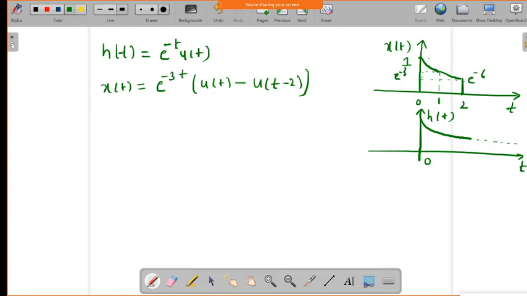So this is your x of t and this is your h of t. Okay. So now convolve these signals and tell me the result how it will be. So your y of t will be equal to the integral from minus infinity to plus infinity of x of tau into h of t minus tau d tau. Now find out the limits for this, and tell me the result, how the output signal looks like.